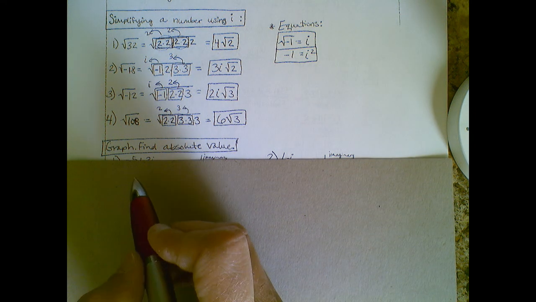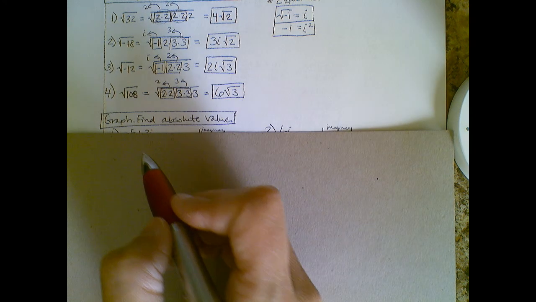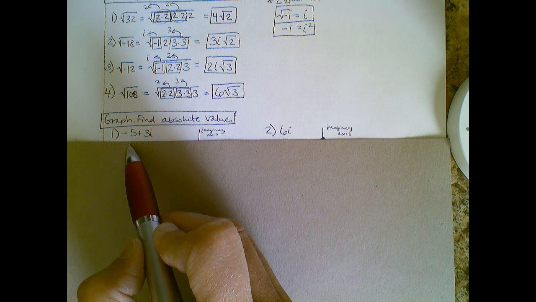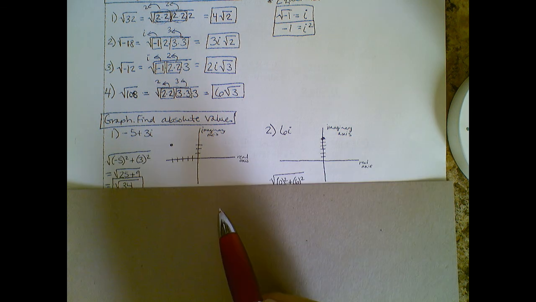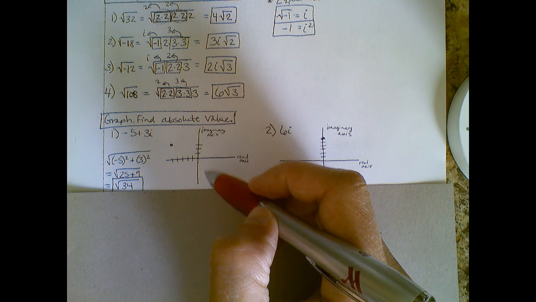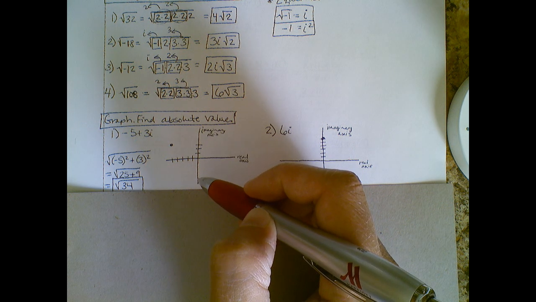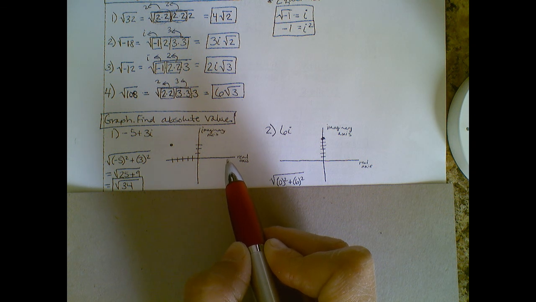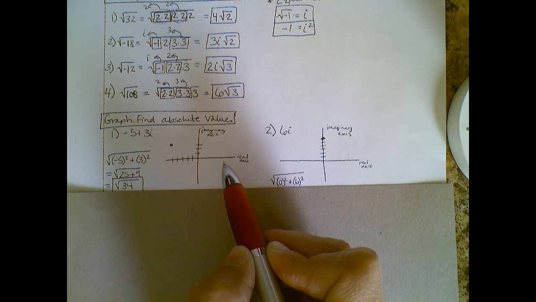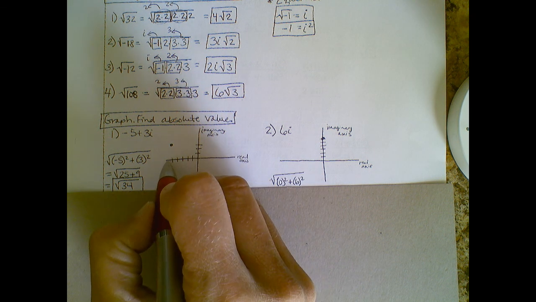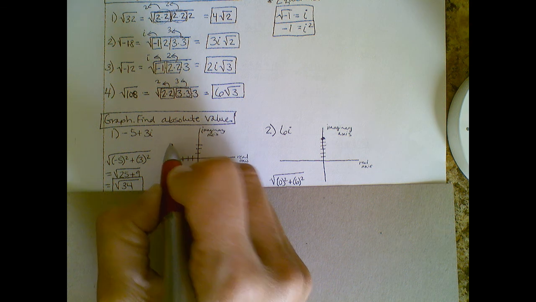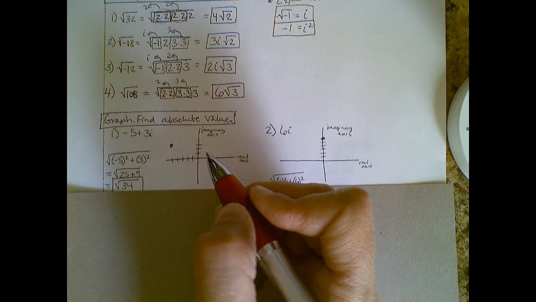Now, these next ones, we're going to be graphing and finding the absolute value of our imaginary numbers. So if the original problem is -5 plus 3i, I have this graph here. This is our y-axis normally, but it's going to be our imaginary axis. And this is normally our x-axis, but it's going to be our real axis. So if I wanted to graph -5 plus 3i, I'd go over to -5, that's my real number, and then up to +3, my imaginary number. And my graph is just going to be a point.